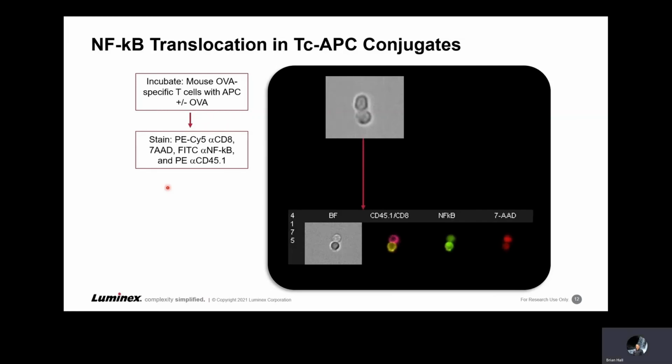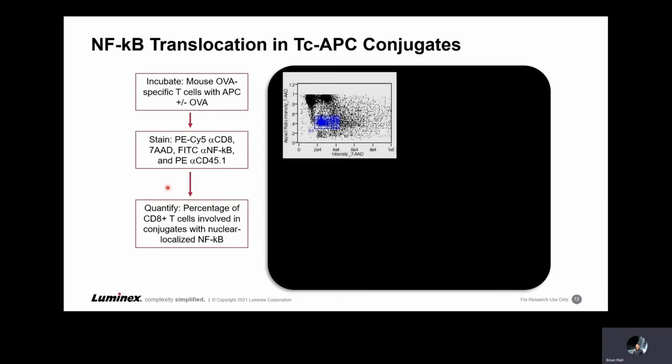So to stain, these cells were fixed and permeabilized and stained with NF-kappa B as well as 7-AAD to identify the nucleus. They had previously been stained with CD8 to identify the T cells and CD45 to identify the antigen presenting cells. We're going to collect around 30,000 events because this can be a rare event, looking for just those few cells that have formed conjugates.